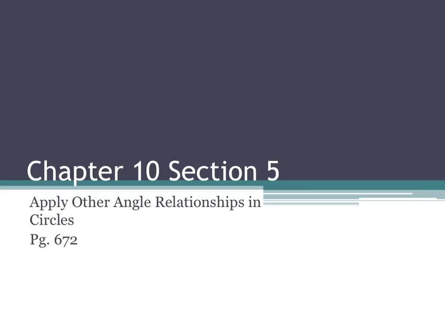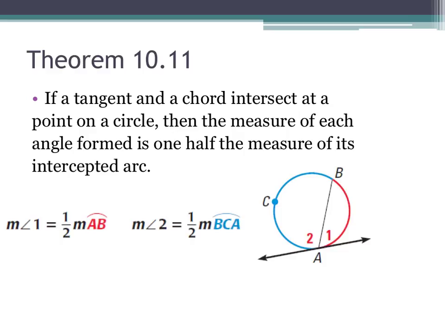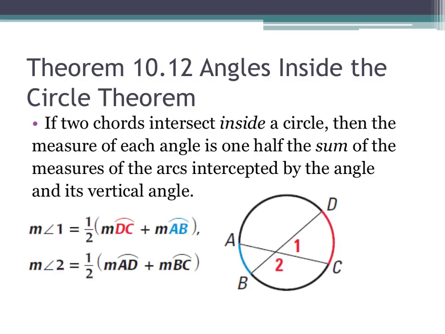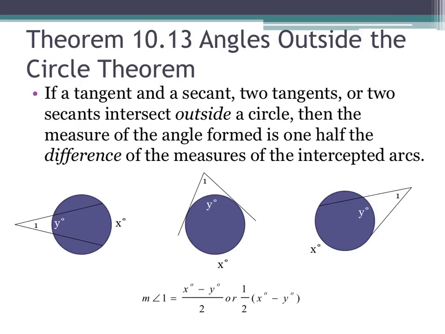So we started 10.5 yesterday: apply other angle relationships in circles. We said if a chord and a tangent intersect at the circle, the angles formed would be 1/2 the arc. We said if we've got these floating angles, where the vertex is not on the circle or in the center, then we add the arc it intercepts plus the arc its vertical angle intercepts and divide by 2.